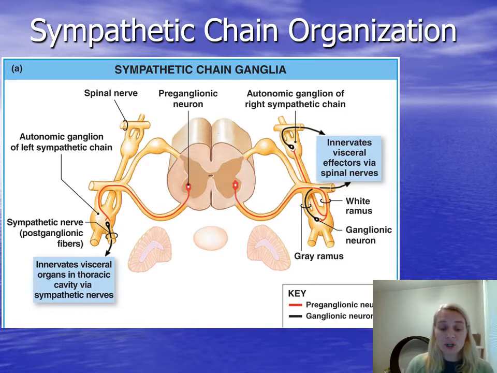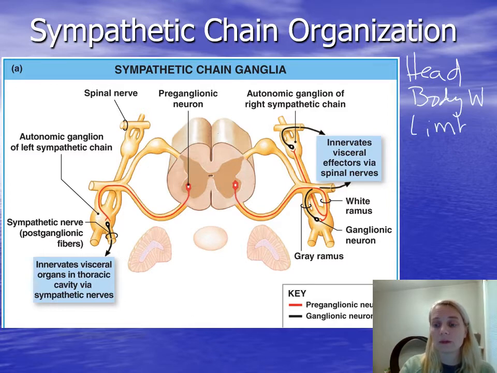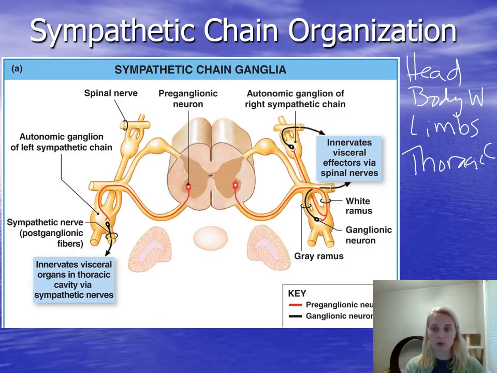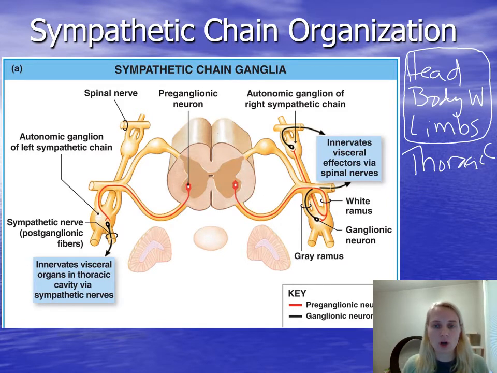Now, if you remember what we just looked at in that schematic, the target was head, body wall, limbs, and thoracic cavity. Okay, so those could be our potential destinations. Now, within this one synapsing location of the sympathetic chain, there could be some variation as to how that path goes. So we're going to first of all take a look at these top three: head, neck, body wall, and limbs. Basically head, body wall, front and back, and your arms and legs.